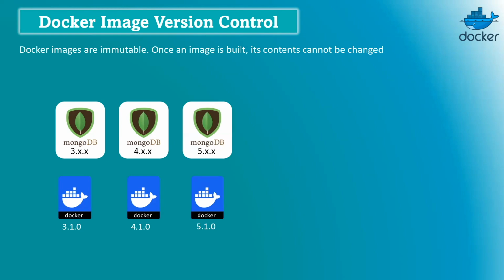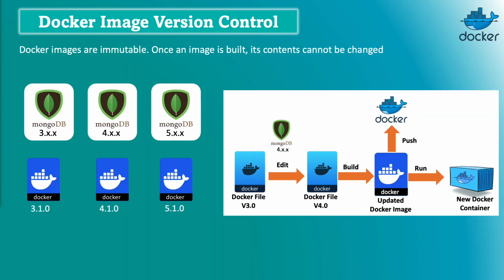4.x.x and so on. I mentioned that once you create a Docker image, you won't be able to edit that image. Then how are you going to upgrade your custom image and keep it updated with the base image version? The answer is version control. When there is a new stable version of the base image available, you should update your Dockerfile, rebuild the Dockerfile, and create a new version of the Docker image. Run the new image to update your containers and then push the new image to your image registry.